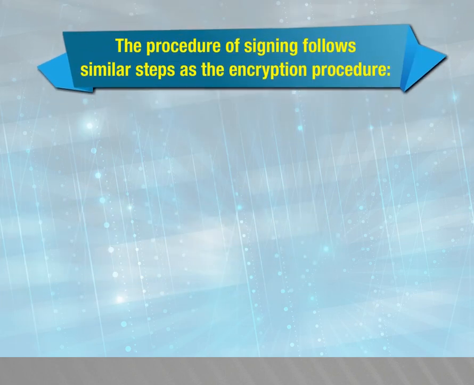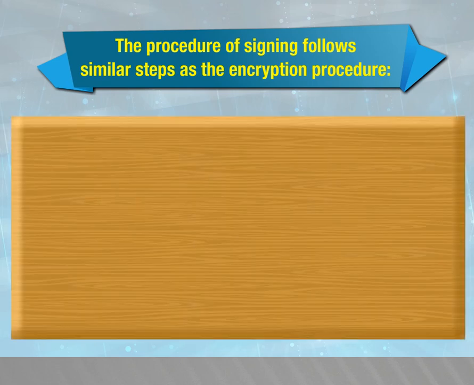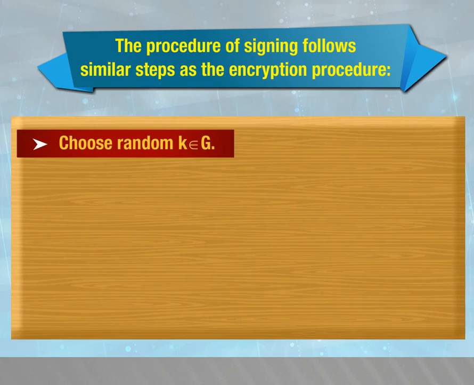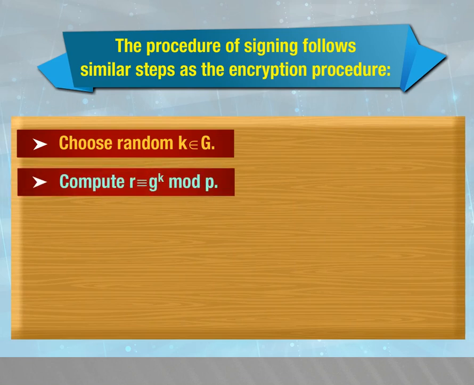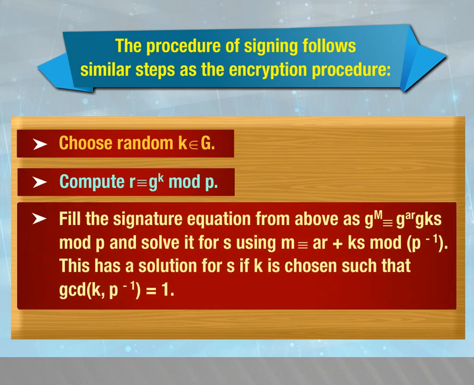The procedure of signing follows similar steps as the encryption procedure. Choose a random K. Compute R congruent to G^K mod p. Fill the signature equation from above as G^M congruent to G^(AR) G^(KS) mod p, and solve it for S using M congruent to AR plus KS mod p minus 1. This has a solution for S if K is chosen such that GCD of K and p minus 1 is equal to 1.